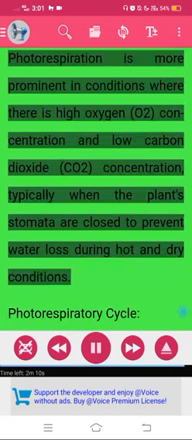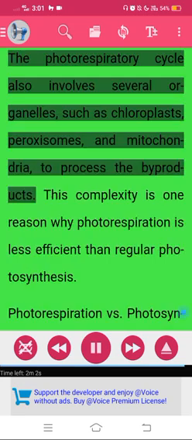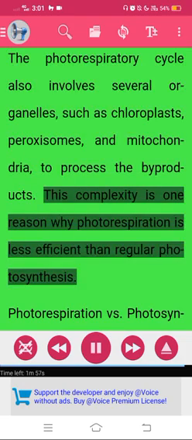Occurs in high O2 and low CO2. Photorespiration is more prominent in conditions where there is high oxygen concentration and low carbon dioxide concentration, typically when the plant's stomata are closed to prevent water loss during hot and dry conditions. Photorespiratory cycle. The photorespiratory cycle also involves several organelles, such as chloroplasts, peroxisomes, and mitochondria, to process the byproducts. This complexity is one reason why photorespiration is less efficient than regular photosynthesis.